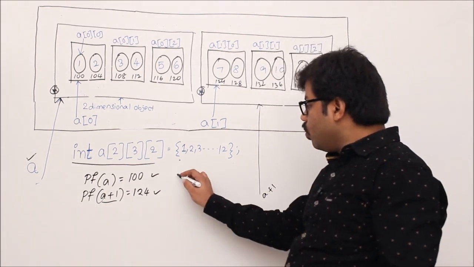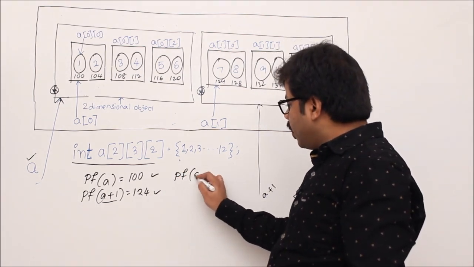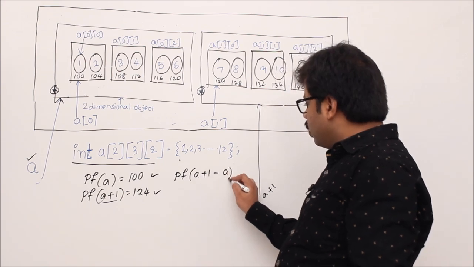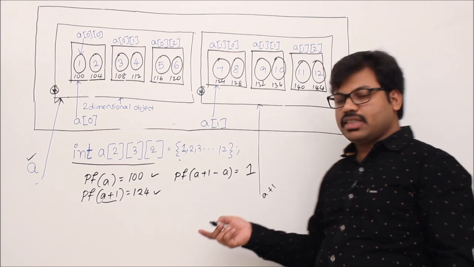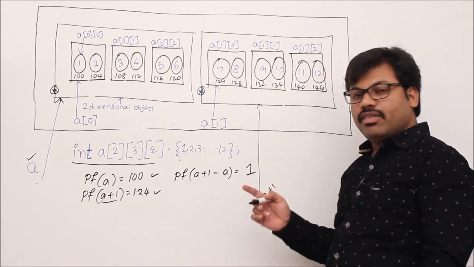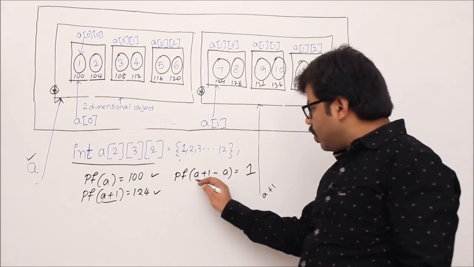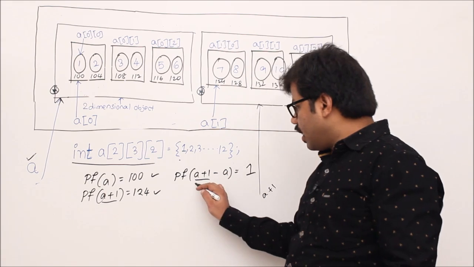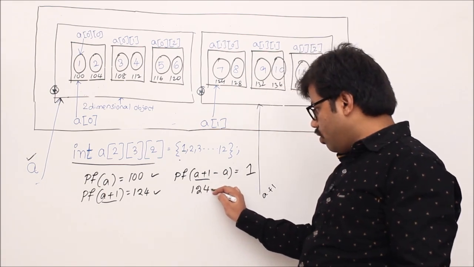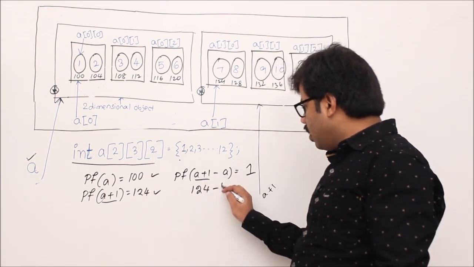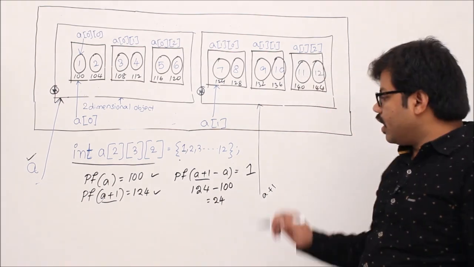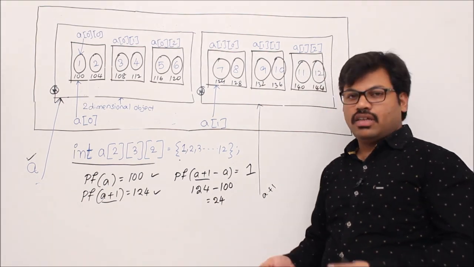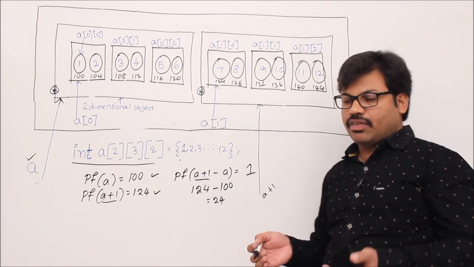Now if you do printf A plus 1 minus A, we'll see why 1 will be printed. A plus 1 minus A obviously should give 1, but I will justify it. Since A plus 1, if your computer calculates it, will be 124 minus, what is A? 100. 124 minus 100 is supposed to be 24, right? But still why does it give 1? The reason is, it's pointer arithmetic and it has a purpose, I will tell you.